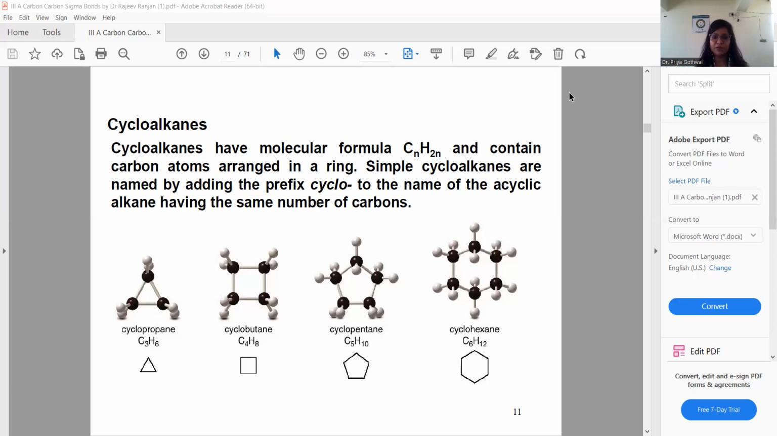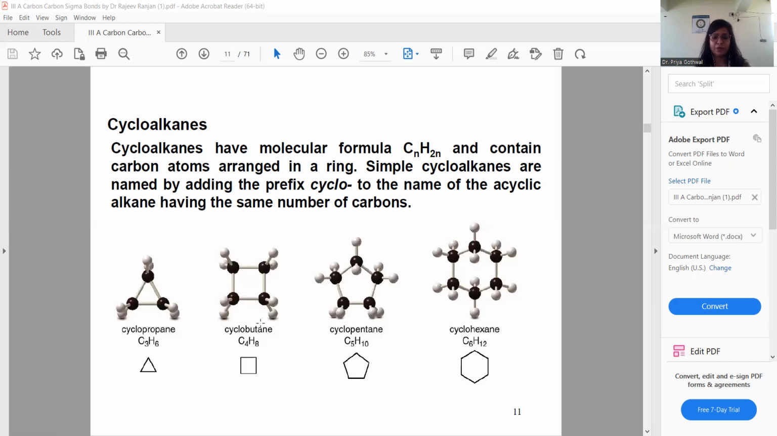Cycloalkanes have the molecular formula CnH2n and contain carbon atoms arranged in a ring. Simple cycloalkanes are named by adding the prefix cyclo to the name of the acyclic alkane having the same number of carbons. Here we can see numerous cycloalkanes. The first is cyclopropane, having the molecular formula C3H6.